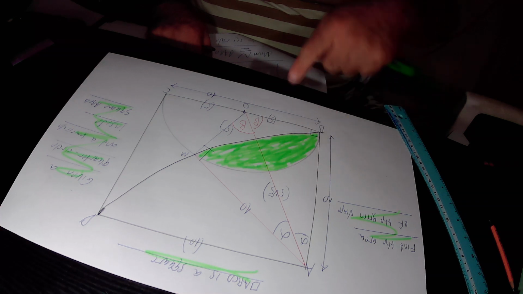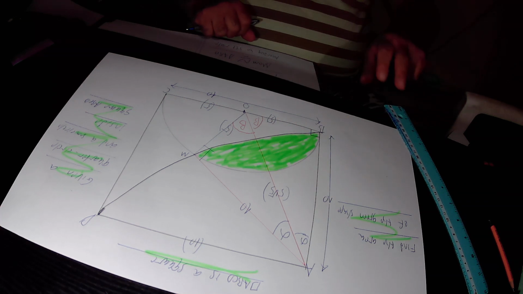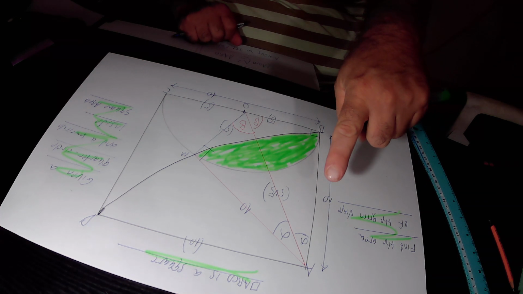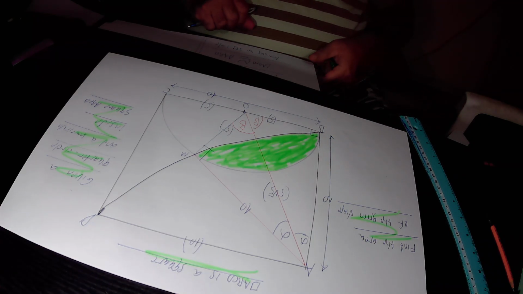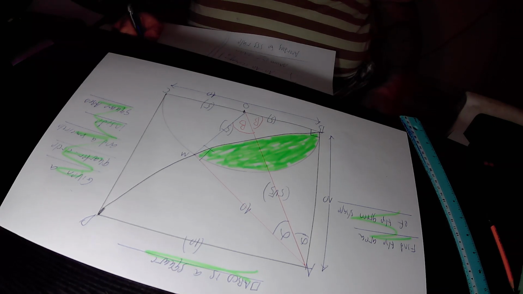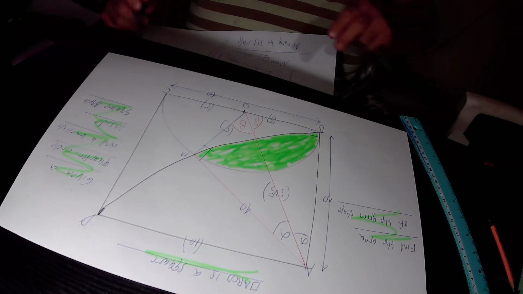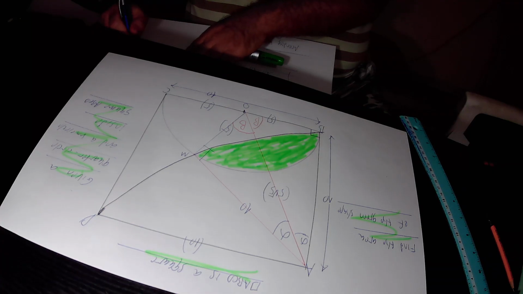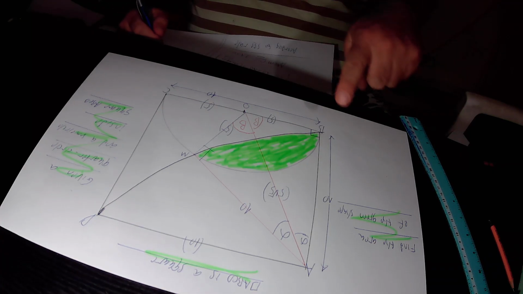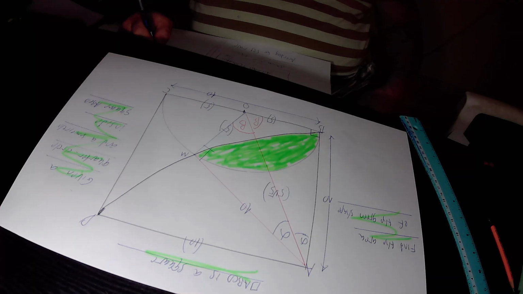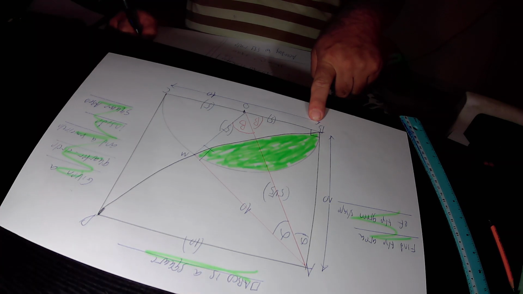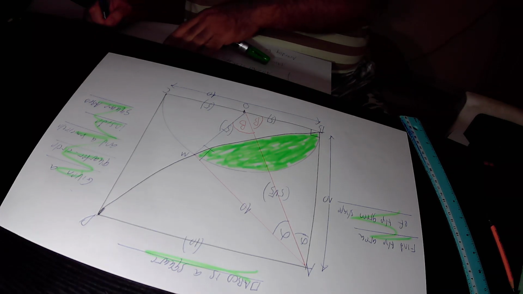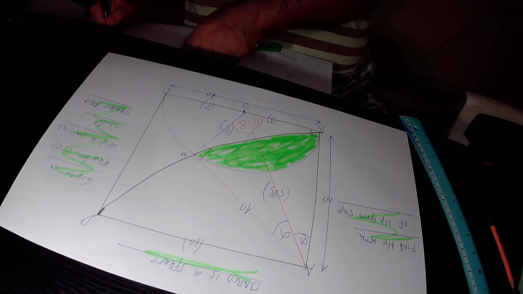We know that the sum of the angles in any triangle is equal to 180 degrees. So the sum of the angles in the right triangle ABO must be equal to 180 degrees. Which angles do we have in the right triangle ABO? We have alpha plus beta plus this angle that is a right angle. In total it must be equal to 180 degrees.